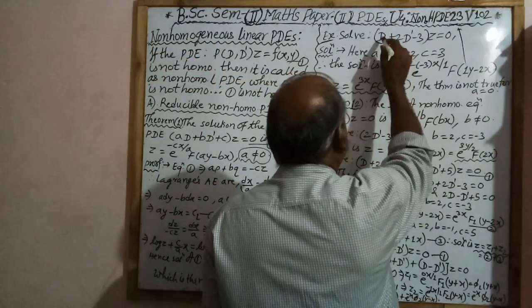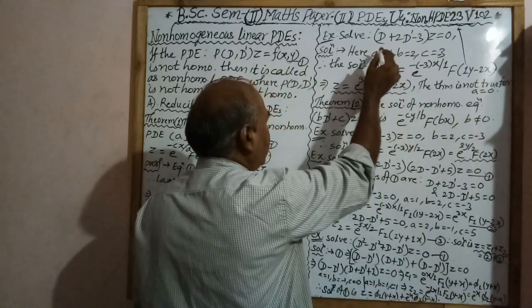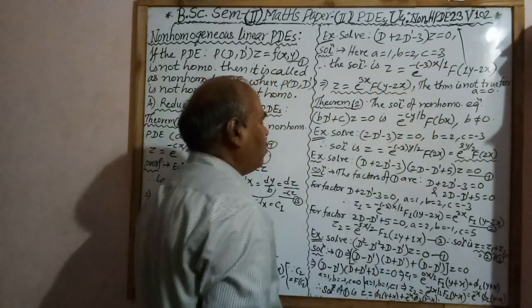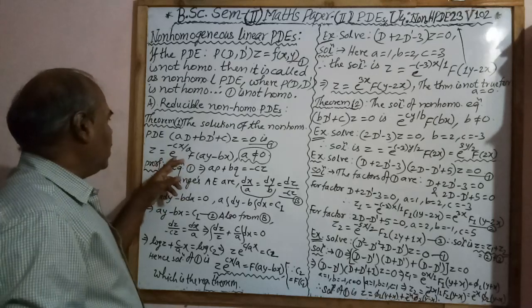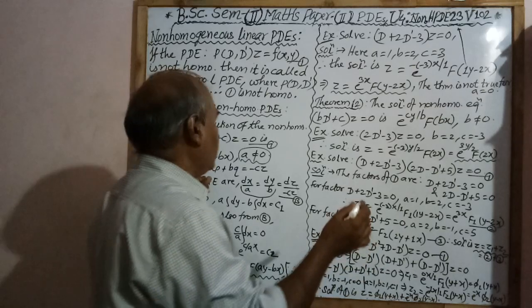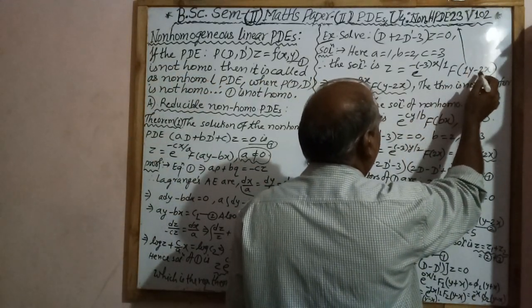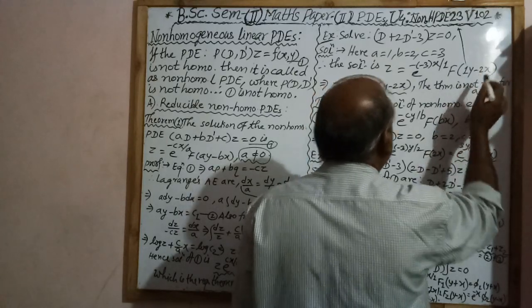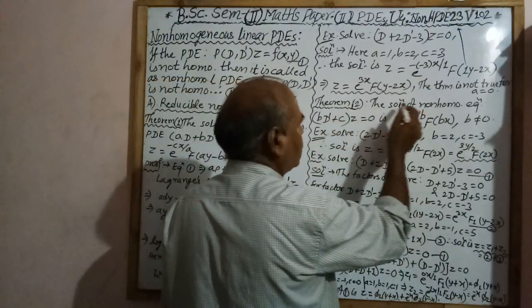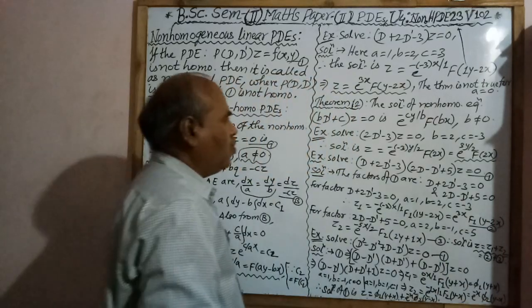Then solve the equation (D + 2D' - 3)z = 0. Comparing with the standard form, A = 1, B = 2 and C = -3. Therefore, the solution is given by this theorem, e^(-Cx/A), so e^(3x) with A = 1, times f(Ay - Bx). With A = 1 and B = 2, this gives f(y - 2x). Now this first theorem is not true for A equal to 0.